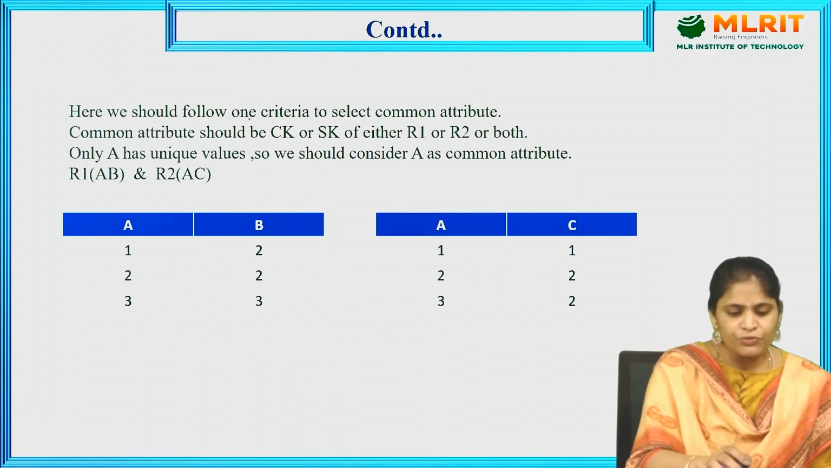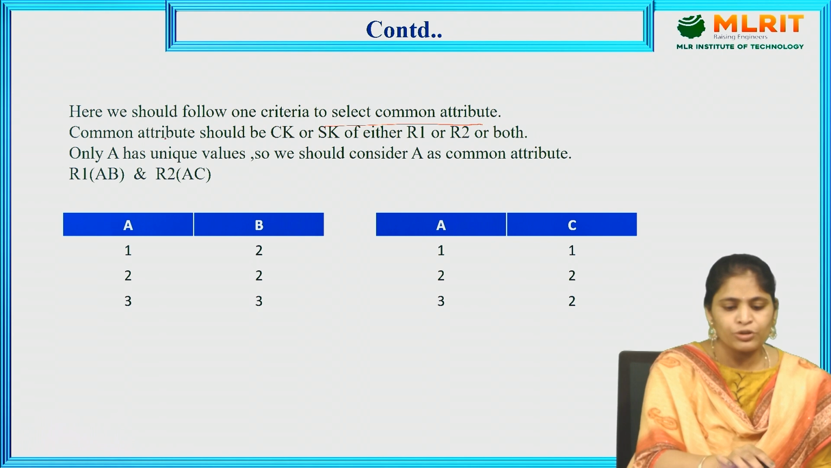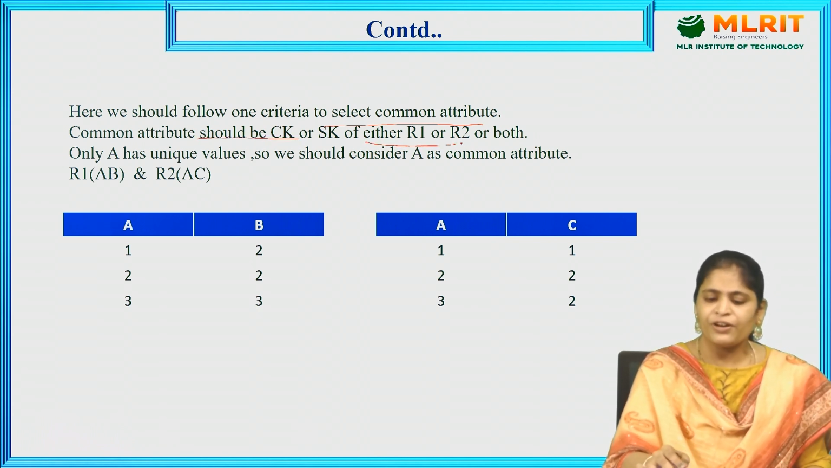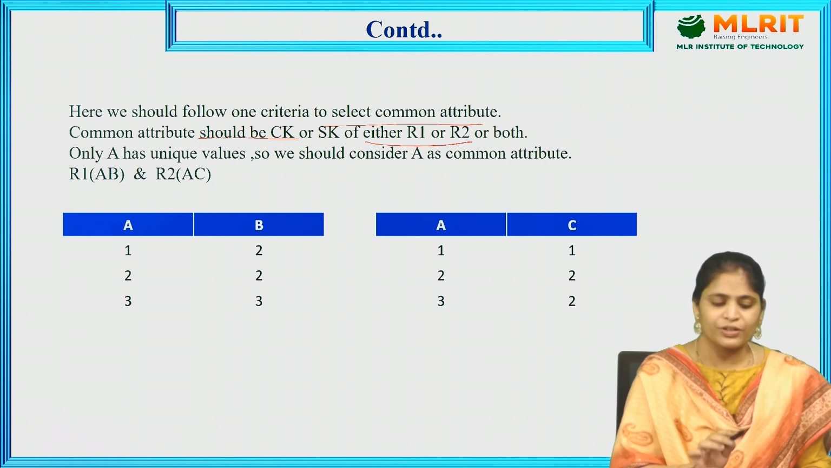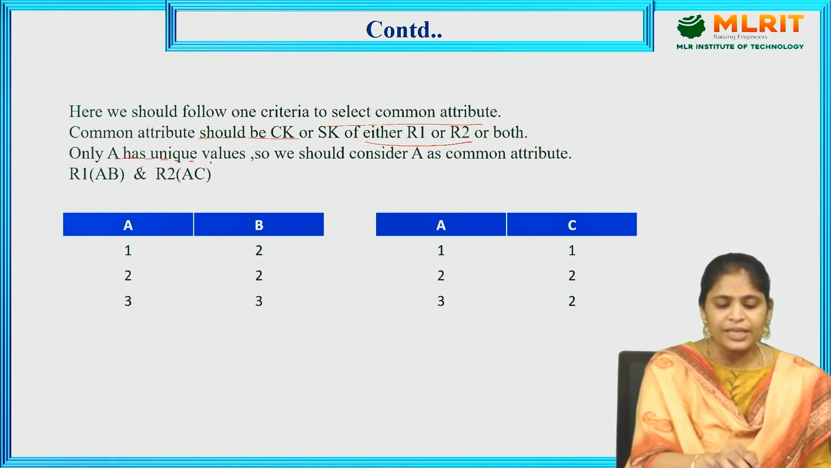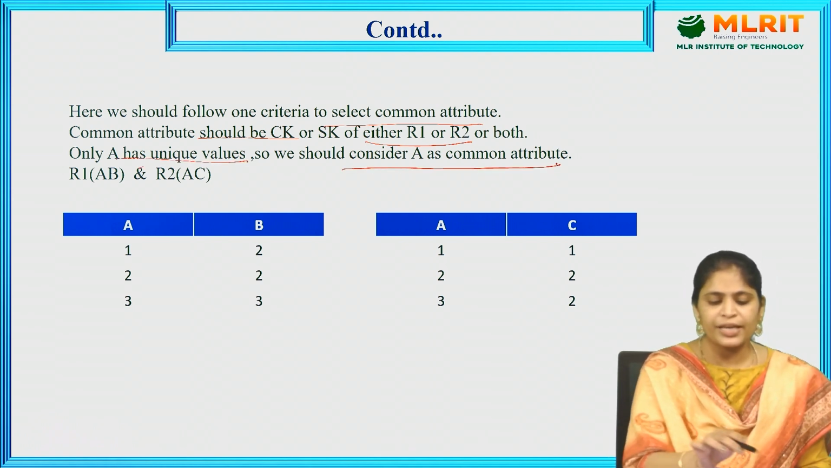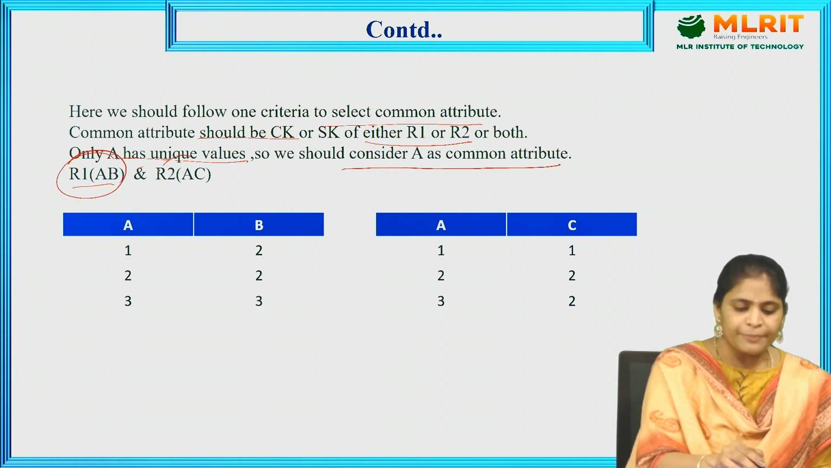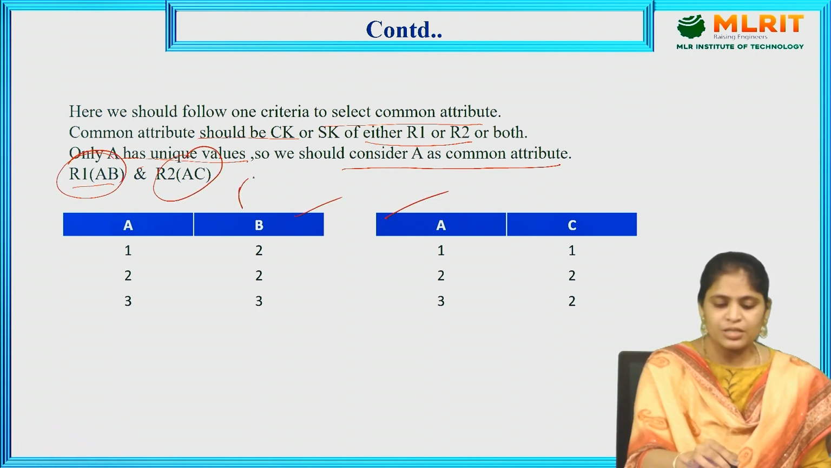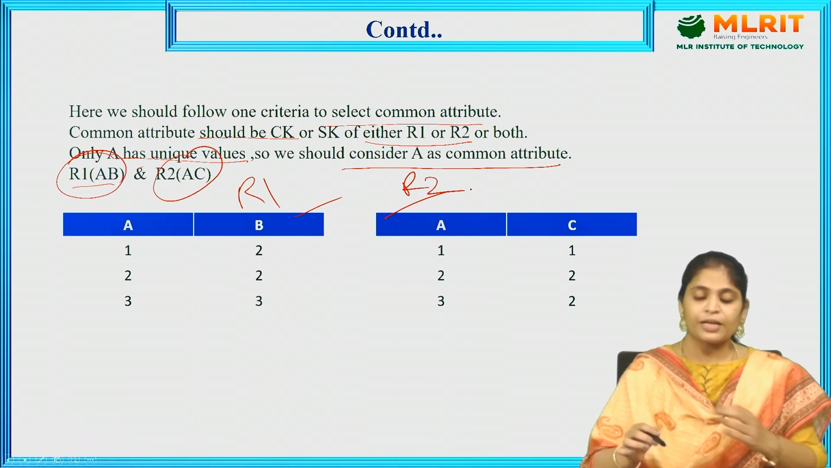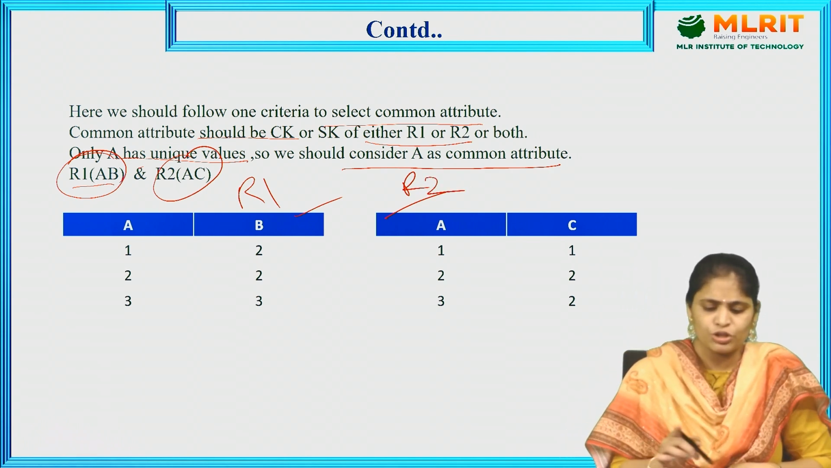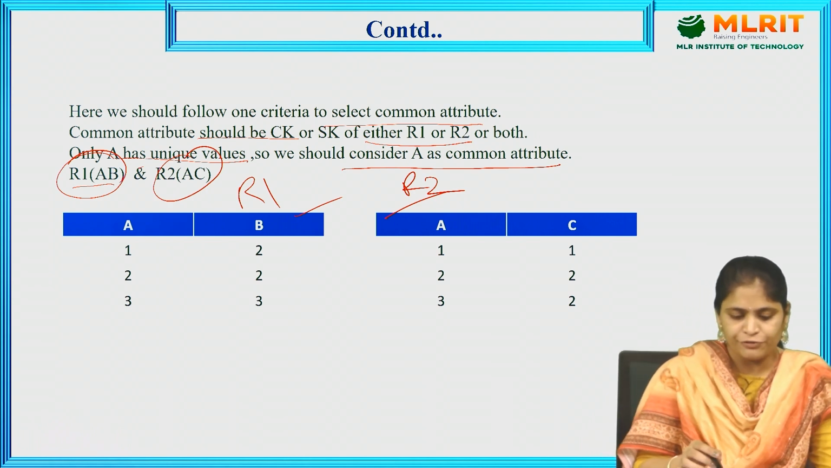So here we should follow one criterion to select the common attribute. The common attribute should be a candidate key or super key for either R1 or R2 or both of the given relations. Here only A has unique values, so we should consider A as the common attribute. With this, AB and AC, these 2, where this is R1 and this is R2, can be considered as the 2 sub-relations. Now let us perform the join operation.